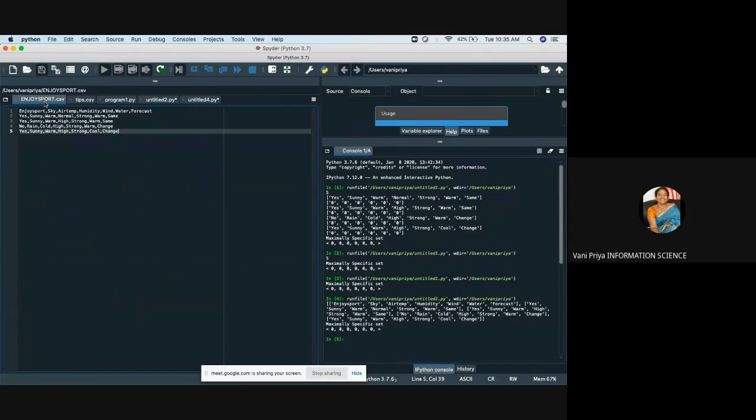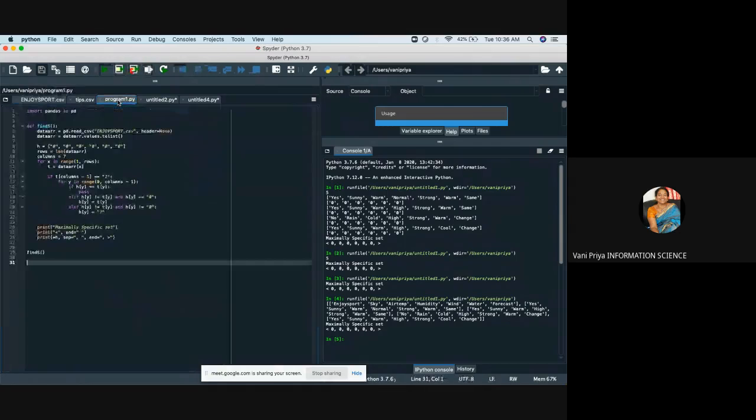Now this is the data set which we are going to use for program 1, which is the Find-S algorithm. So here in the Find-S algorithm, I'll just clear it.